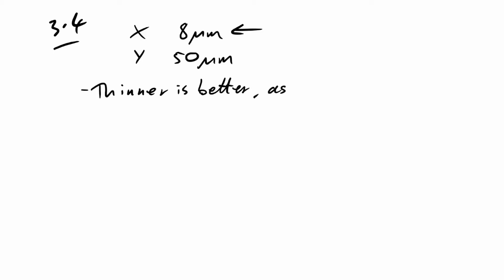3.4, okay, optical fibres. So we have X and the diameter is 8 micrometers and then Y is 50 micrometers. Deduce which fibre allows a greater pulse transmission rate. Well, it's of course the thinner one. Thinner is better as it reduces effect of multipath dispersion.